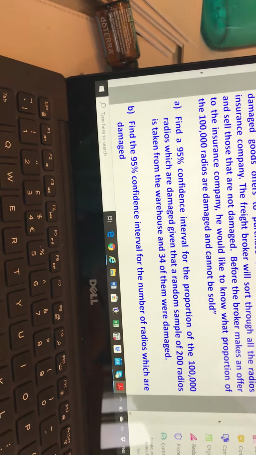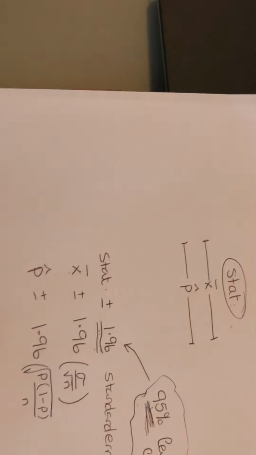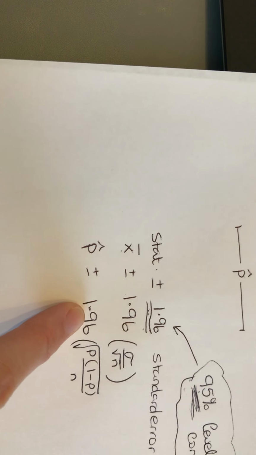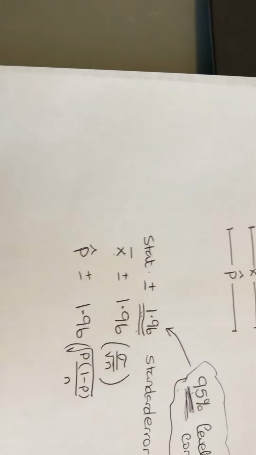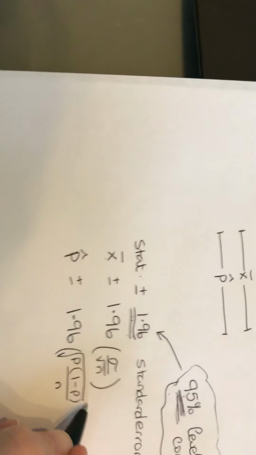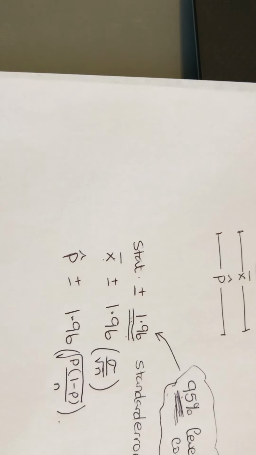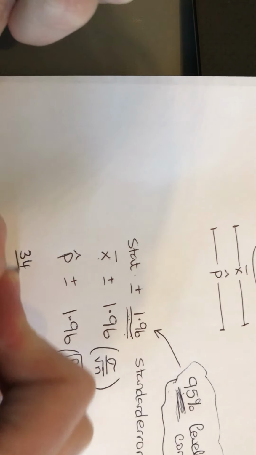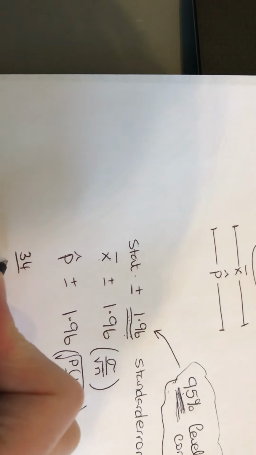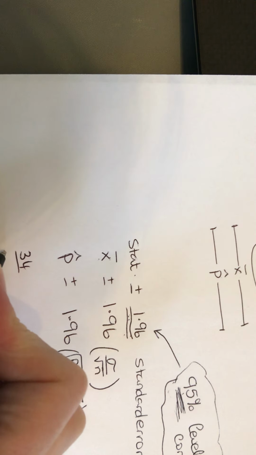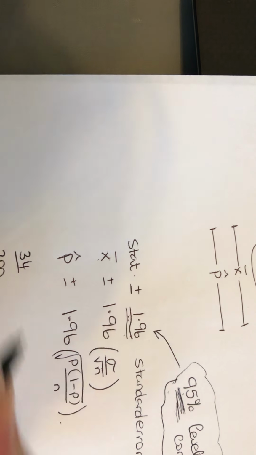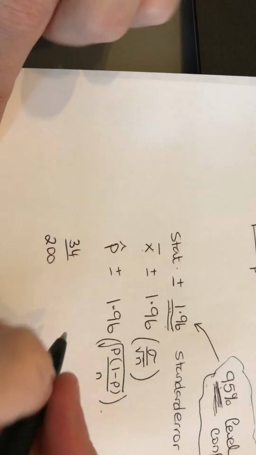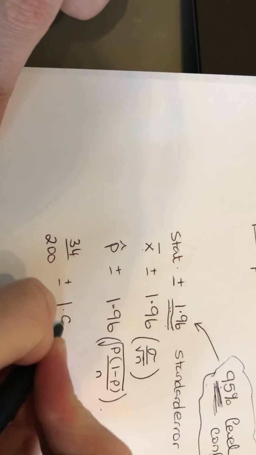So p hat plus or minus 1.96 times the standard error of proportions. For p hat in the question, we have 34 radios out of 200. So there's the fraction or the percentage or the proportion. If you feel more comfortable, you can work in percentages just to make sure you're completely accurate. Plus or minus 1.96.